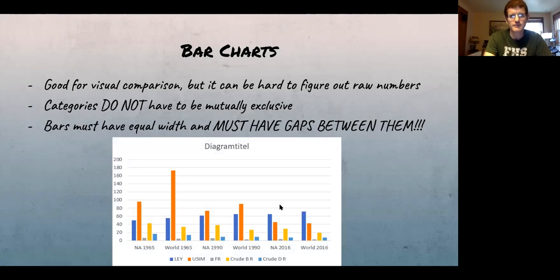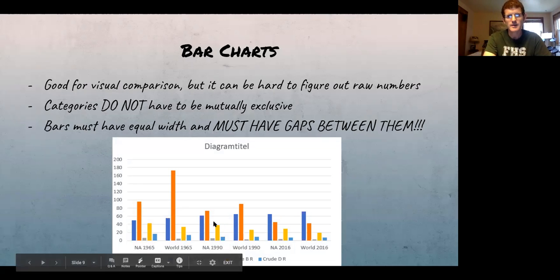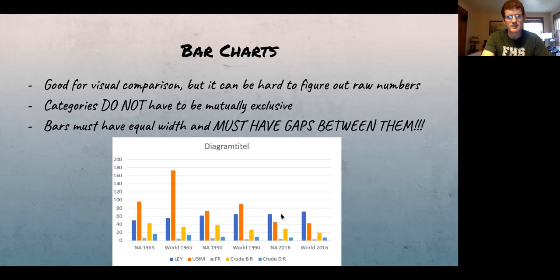This is actually for bivariate data when you have 2 categorical variables, but it's called a side-by-side bar chart. We'll talk about that more a little later, but they're bar charts. You can see that they're separated.